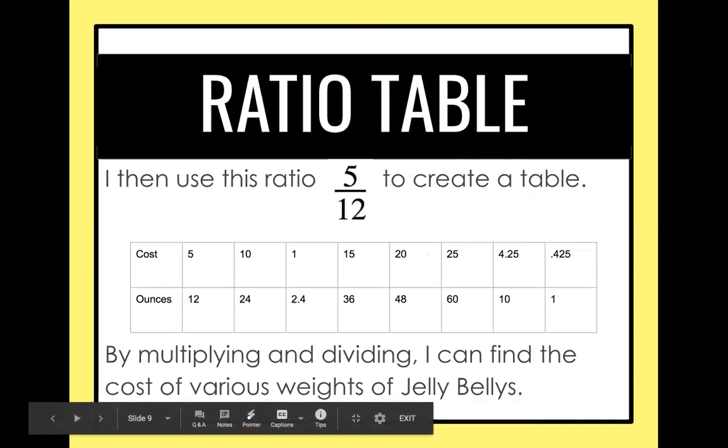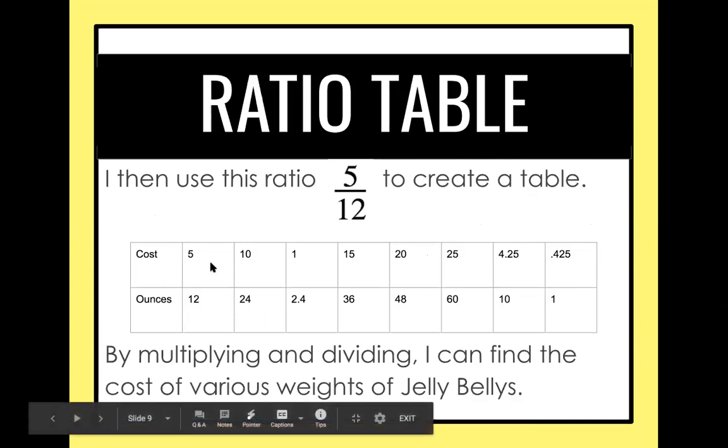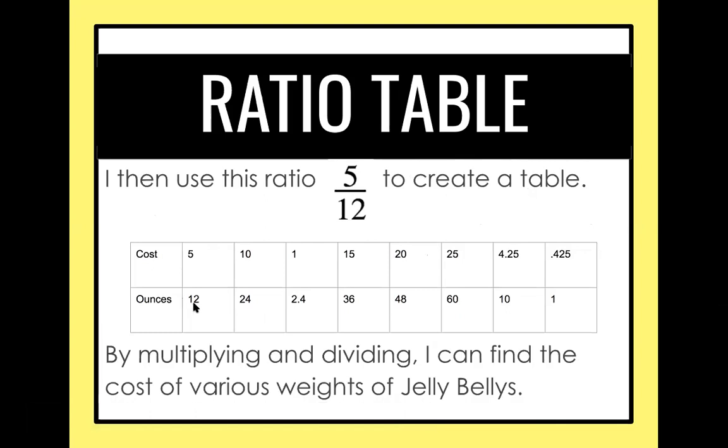I can use this ratio of 5/12 or 5 to 12 to create a table. So my cost is my numerator and my weight in ounces is my denominator. And I can see that it would cost $5 to buy 12 ounces. Now, if I wanted to double that and I wanted to get 24 ounces, I would multiply 12 times 2, and that would give me 24 ounces.